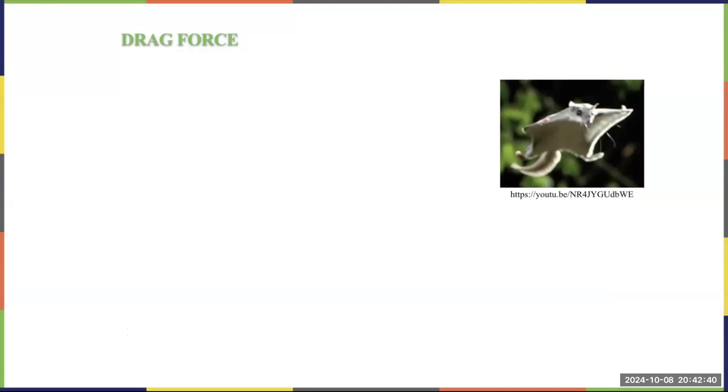So now, what is this drag force? As you see in this video, the squirrel is opening up itself, extending its surface area, right? So in these conditions, remember in the friction force, the area is not of any concern. But in the case of a drag force, the larger the surface area, the larger the drag. Meaning you are collecting a larger amount of air, right? So that means it will slow you down.